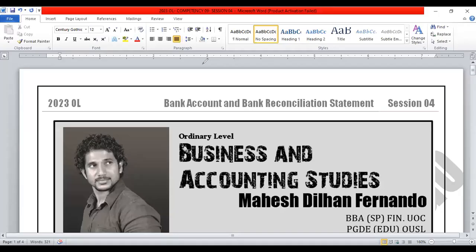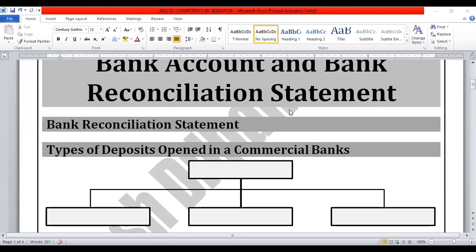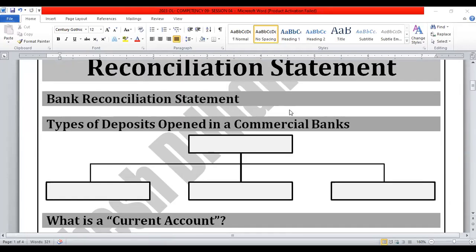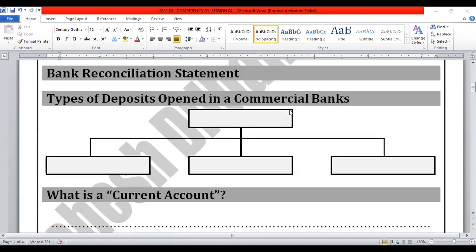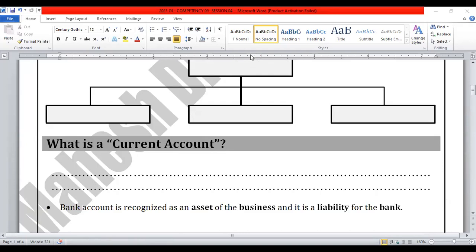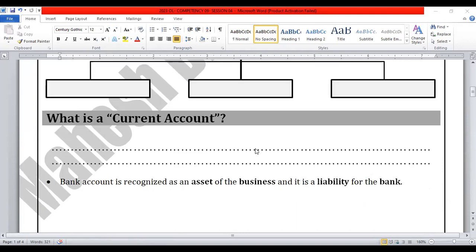First, I told you that we can maintain 3 types of deposits in a commercial bank: savings, fixed and current. And I told you in this competency, we are concentrating on current accounts. Then what is the current account? Current account is an account which facilitates transactions via checks. A current account is an asset to the business and a liability to the bank.